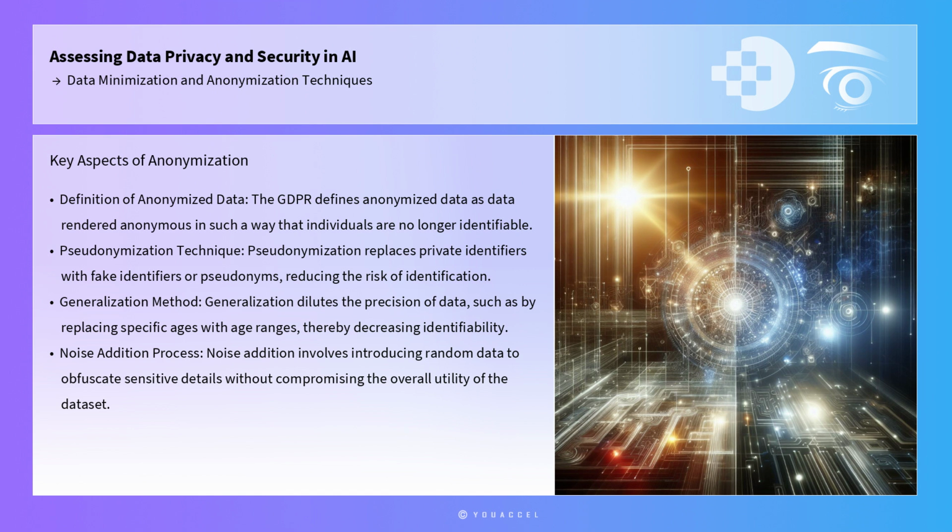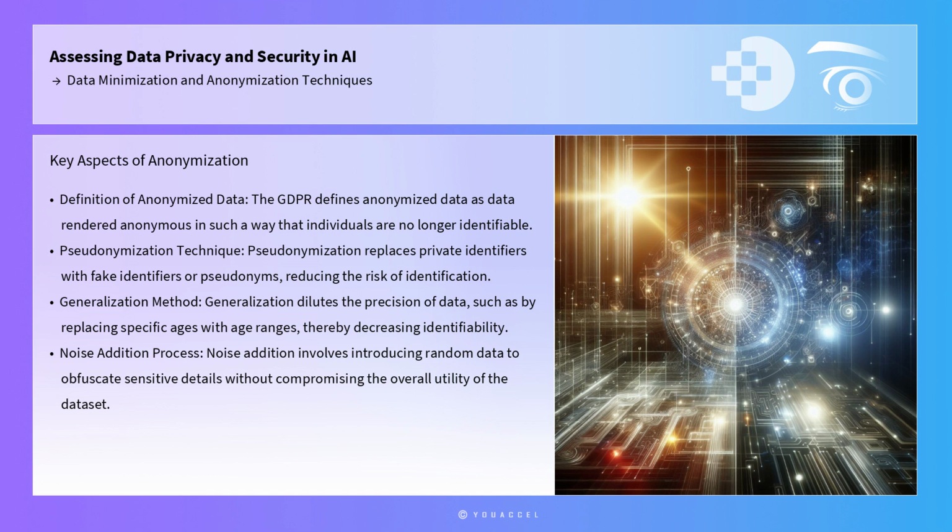Anonymization, on the other hand, is a more intricate process aimed at safeguarding individual identities within a dataset. The GDPR defines anonymized data as data rendered anonymous in such a way that individuals are no longer identifiable. This process often involves techniques like pseudonymization, generalization, and noise addition.